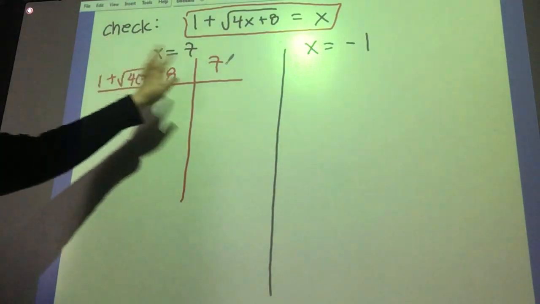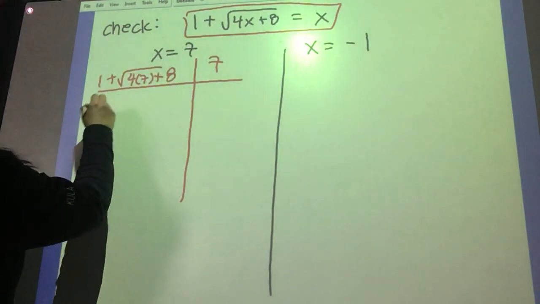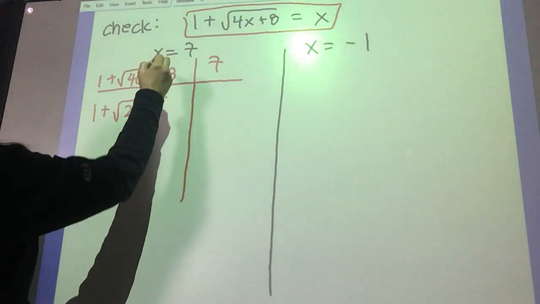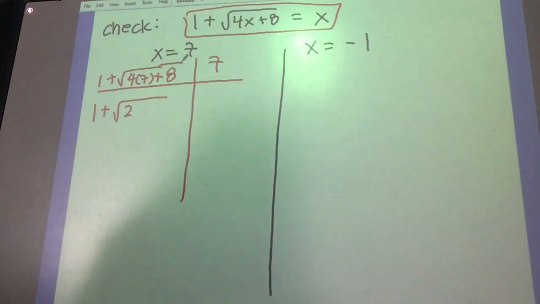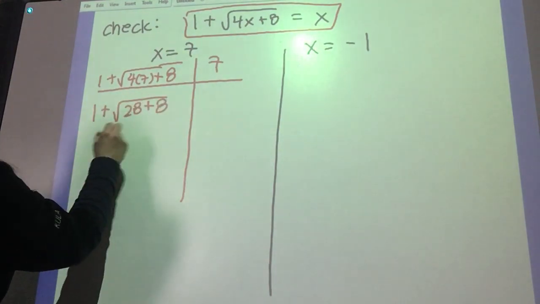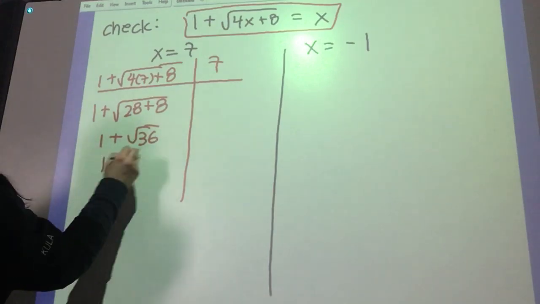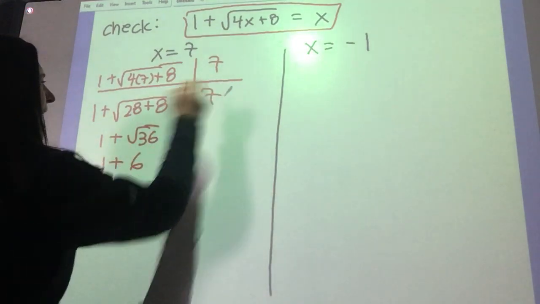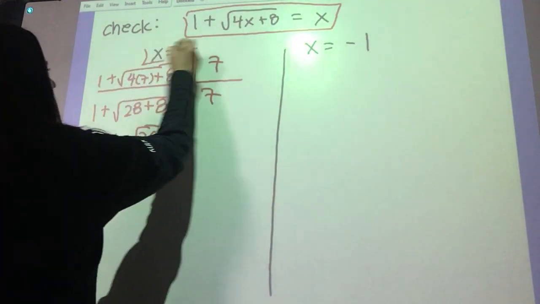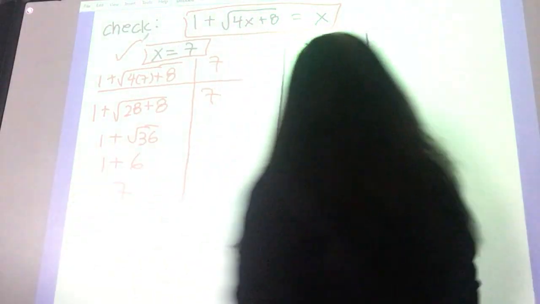We're going to test that. So we replace all the x's with 7, and then the rest is probably grade 7-8 math. Again, I'm getting lots of communication errors here. We have 28 plus 8, which is 36. Again, the square root of 36 is just plus 6, not negative 6. And they are equal. So yes, that solution works. We can keep x equals 7. So it's a solution, we tested it, it worked.